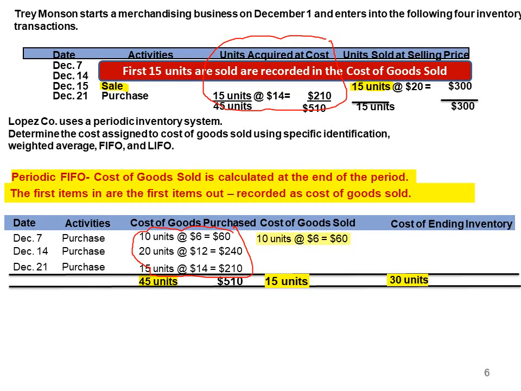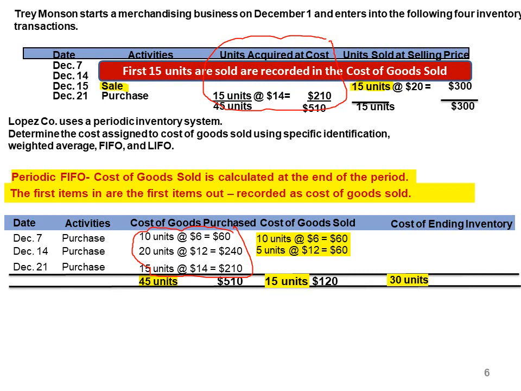Under FIFO, those 15 units, under the assumption that we're making, are coming from the first units that we purchased. So we are going to search for the oldest units. The oldest units, according to the date, are the ones acquired on December 7th. So the first 15 units are recorded in the cost of goods sold, and the remaining units will be included in the ending inventory.